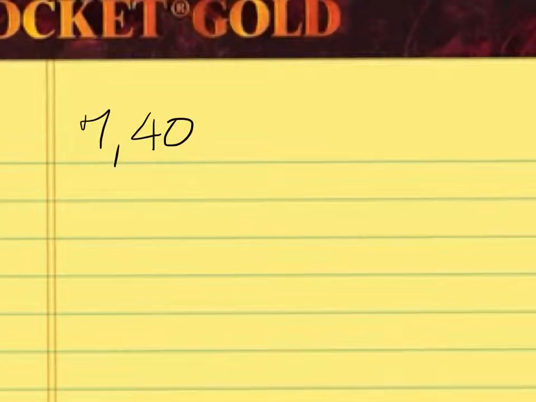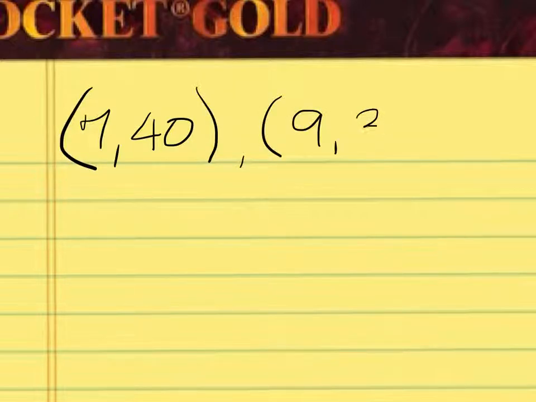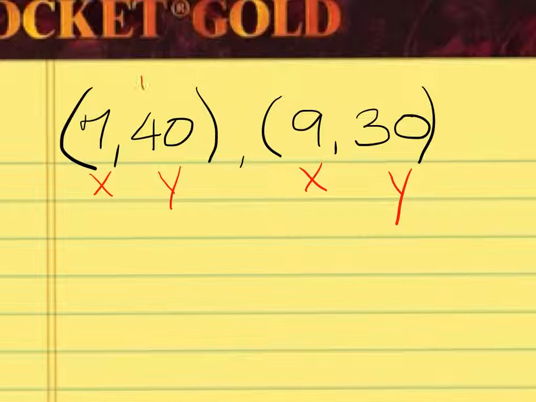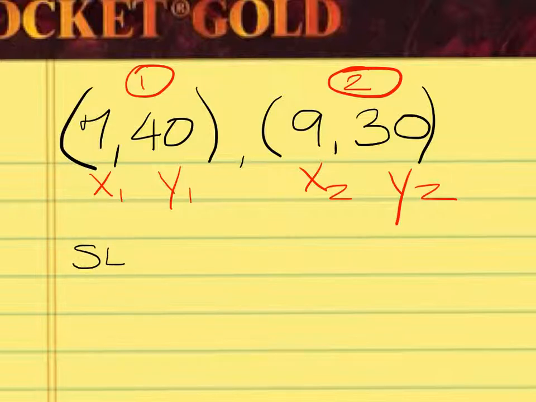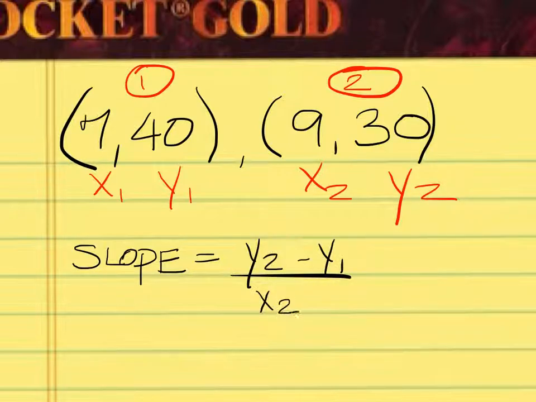Those are our 2 points. Remember that these are in X, Y form, and you have point 1 and point 2. So that would make this X1, Y1 and X2, Y2. Does anyone remember the formula for slope given 2 points? That's right, y2 minus y1 over x2 minus x1. Fantastic. Now we have to plug in our numbers.